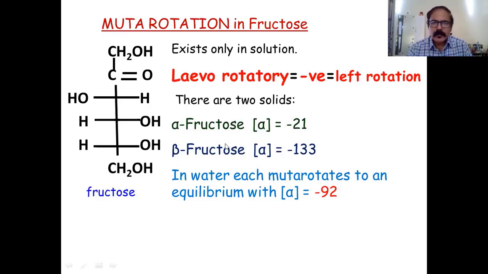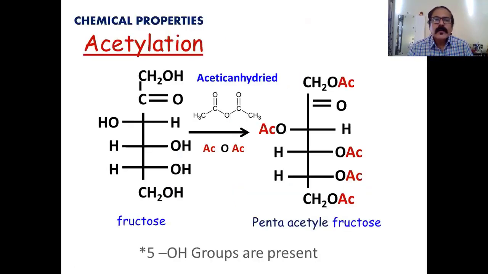When these two compounds are kept in water, what will happen? Slowly this alpha value also turns to -92, and beta fructose also slowly gets to -92. So there is a change in the specific rotation of the compound in water with time. This change in specific rotation is called mutarotation.